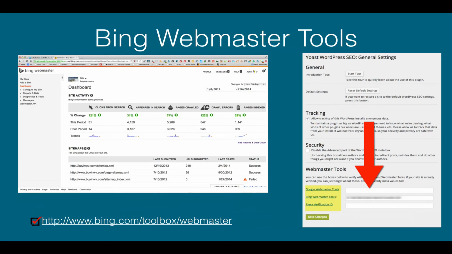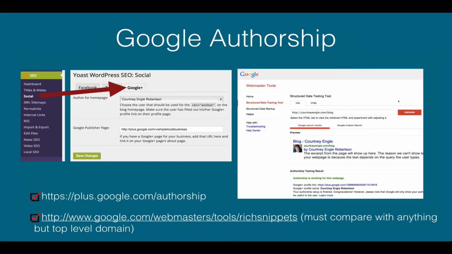Likewise, go claim it on Bing. Bing will tell you a lot of the same information. Go put it in your Webmaster Tools setting again. Once that's done, I move on to authorship.